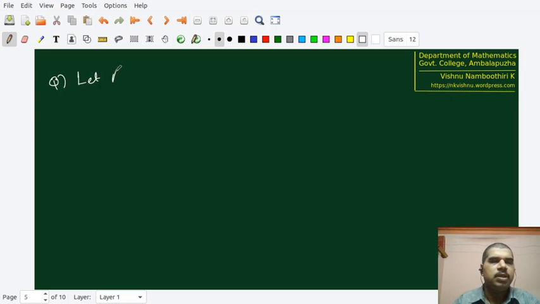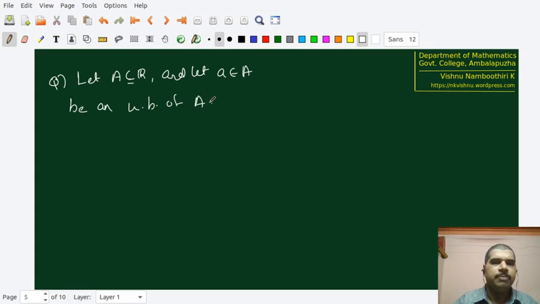Let A be a subset of R, and let a belongs to A be an upper bound of A. The question is to show that a equals the supremum of A. That means whenever a set contains an upper bound of that set, that upper bound becomes the supremum. Okay, we have to show that a is the supremum of A.